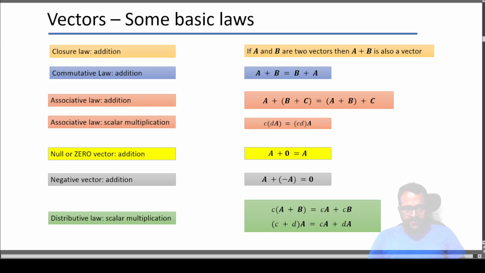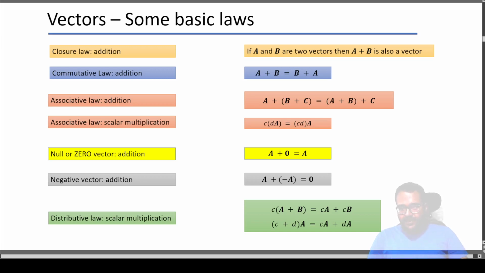Next is the associative law with respect to scalar multiplication. C and D, which are not written in bold font, are called scalars. They may be an integer, a fractional number, or a floating number like 3.758 or 53 by 72. These are scalars.